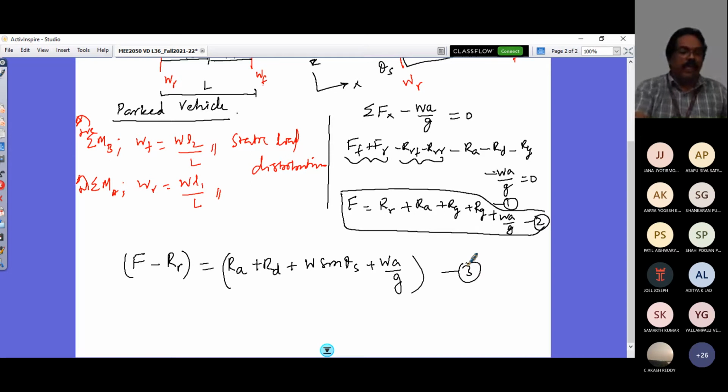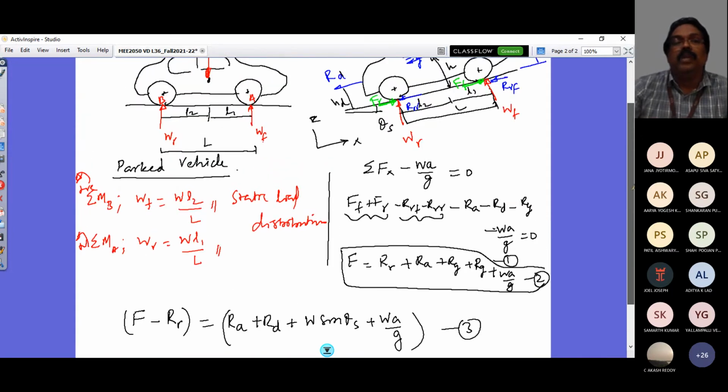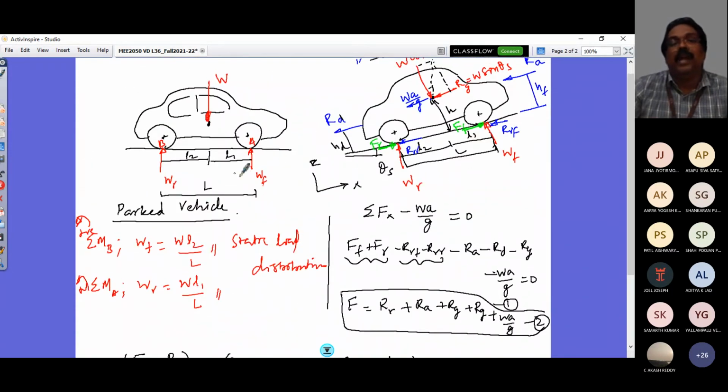So now I'm just going to find out. I know that when it is not accelerated, my load distribution is given by these two expressions. But if I have acceleration, then what will happen? If I accelerate, the load from the front to the rear would be transferred. So I will have more load on the rear axle than on the front axle.